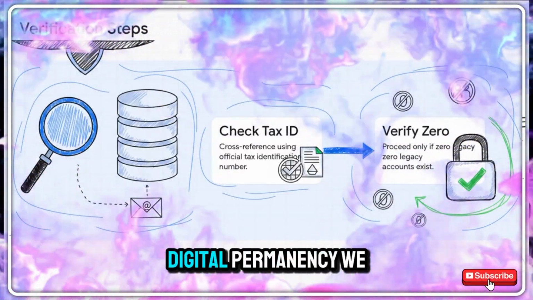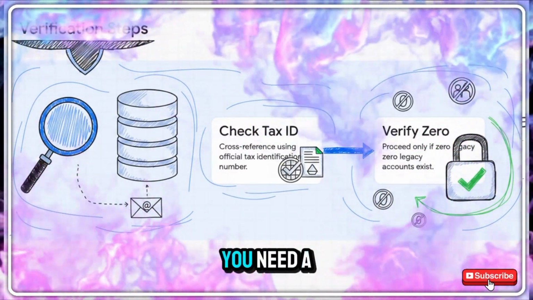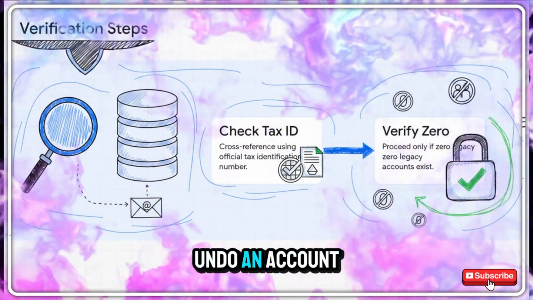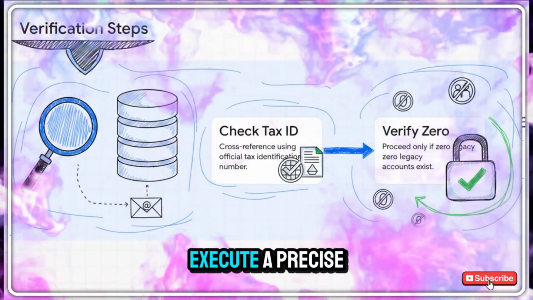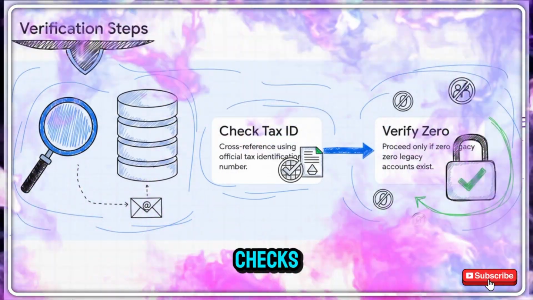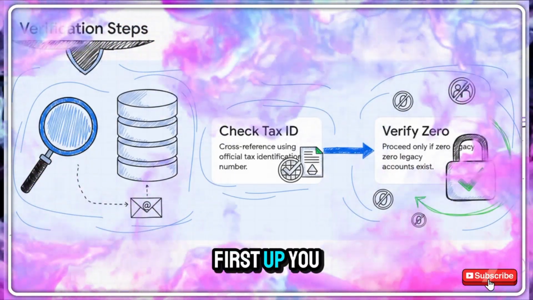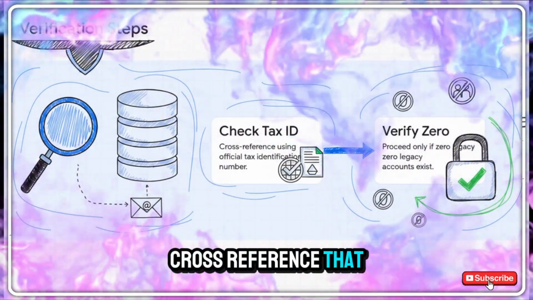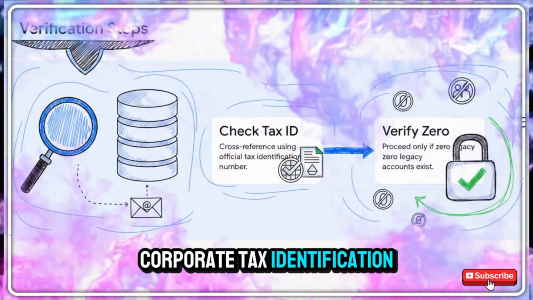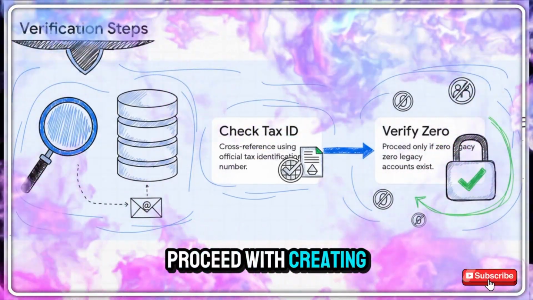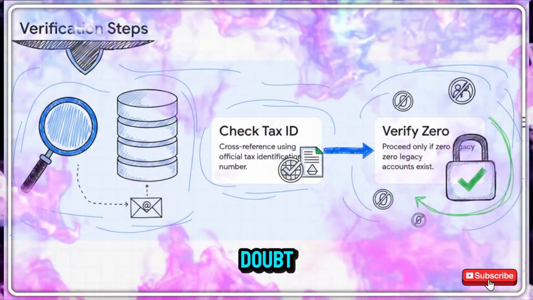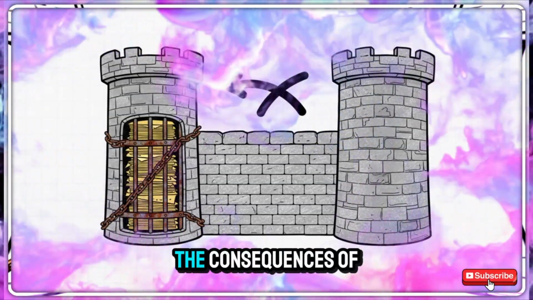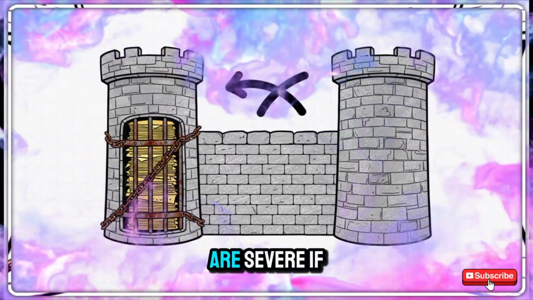To combat this digital permanency we just talked about, you need a seriously strict defense strategy. Since you can't undo an account creation, administrators have to execute a precise sequence of verification checks before they do anything. First up, you have to query the database using corporate email domains. Second, cross-reference that using your official corporate tax identification number. You should only proceed with creating a new account once you've verified without a doubt that absolutely zero legacy accounts exist. Because, wow, the consequences of skipping that verification are severe.